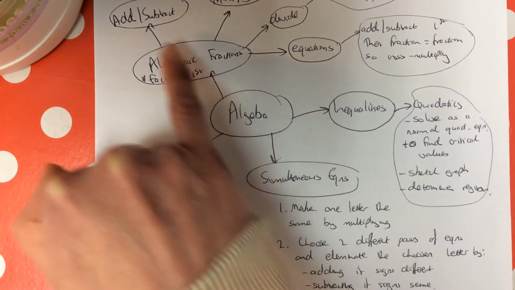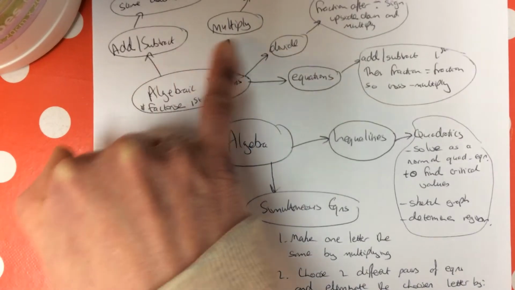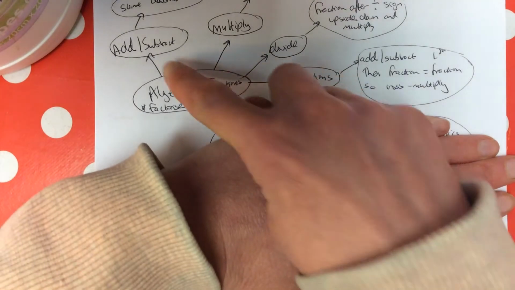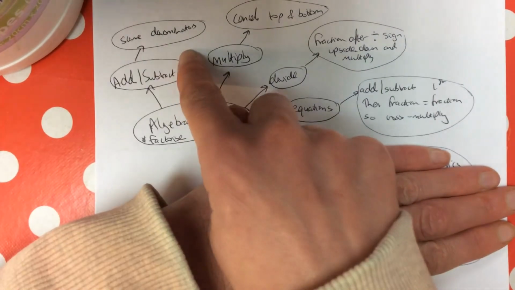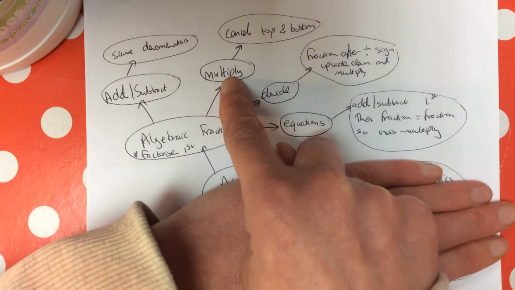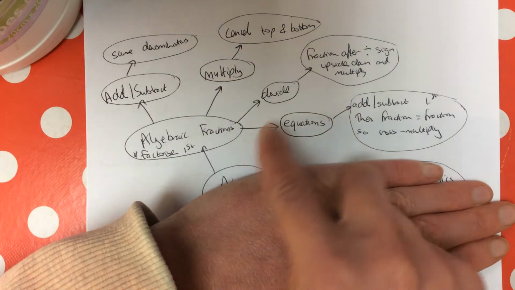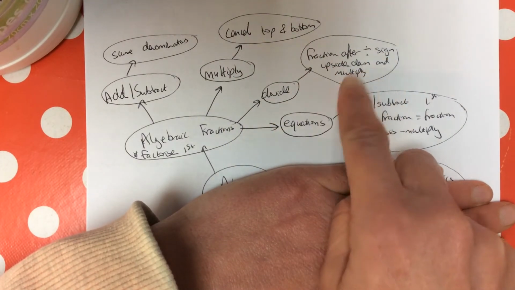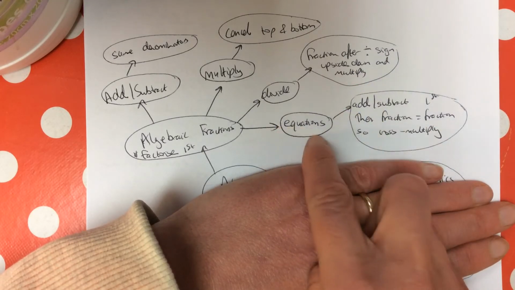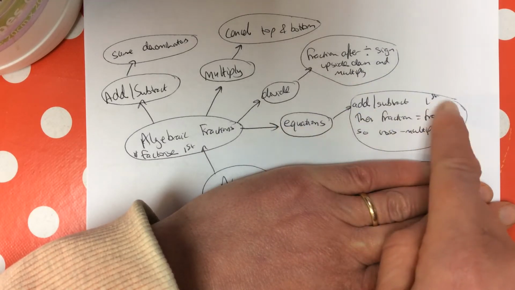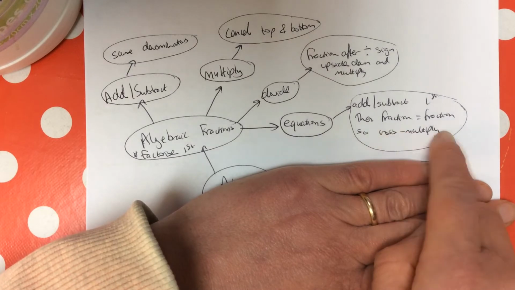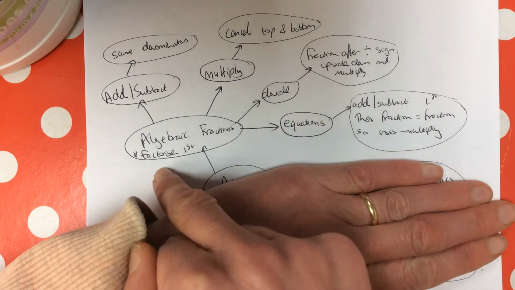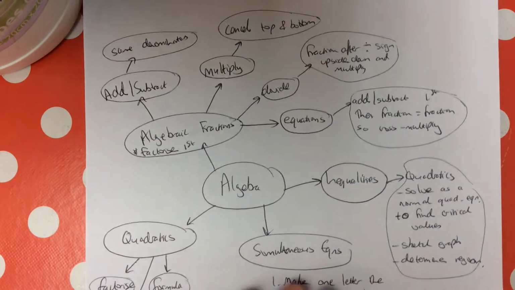Within algebraic fractions, you could be asked to add, subtract, multiply, divide, or have equations. Okay? If you're asked to add, subtract, you have to have the same denominators. If you're asked to multiply, you cancel top and bottom. If you're asked to divide, the fraction after the division sign goes upside down and you multiply. And if you have equations, you add or subtract first, then you have fraction equals fraction, so you cross multiply. So that's algebraic fractions and always factorise first.